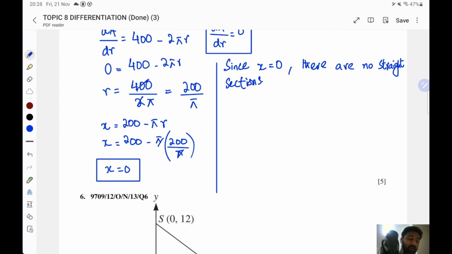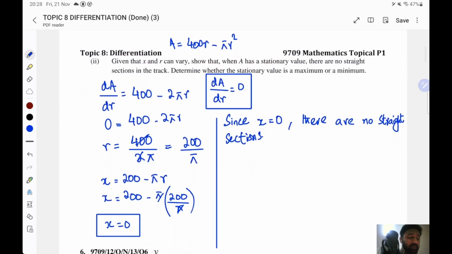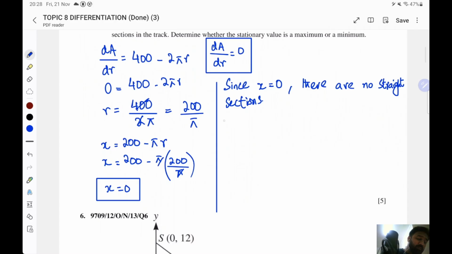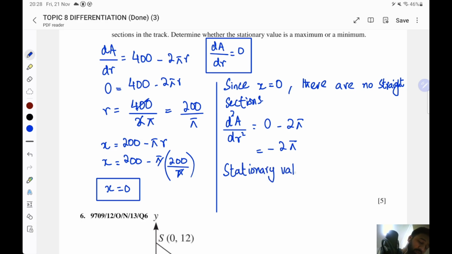Yeah, and one more thing, determine whether the stationary value is maximum or minimum. To find out the stationary value being maximum or minimum, we will find the second derivative, which will be 0 minus 2 pi, and the answer will be minus 2 pi, which is a negative answer. So since it's a negative value, it means that the stationary value is maximum.